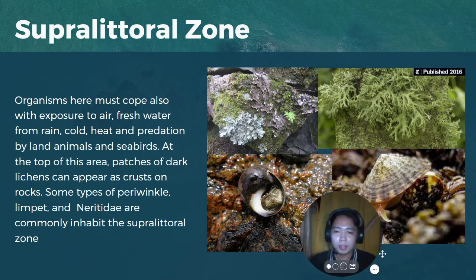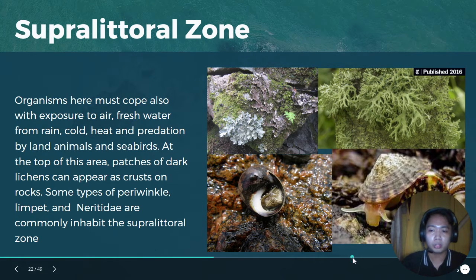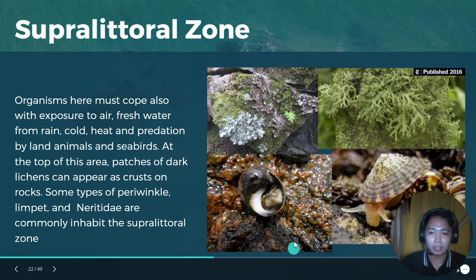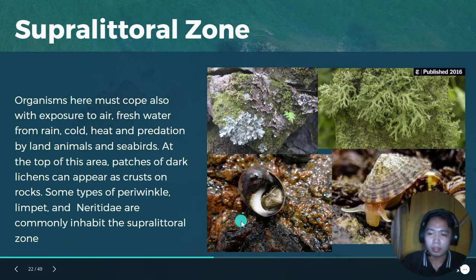So, organisms in the supralittoral zones must cope also with exposure to air, fresh water when it rains, cold, heat, and predation by land animals and seabirds. At the top of this area, patches of dark lichens, like this, can also be found on the rocks. Also, types of periwinkle, limpet, and neritidae commonly inhabit the supralittoral zones, like shells.